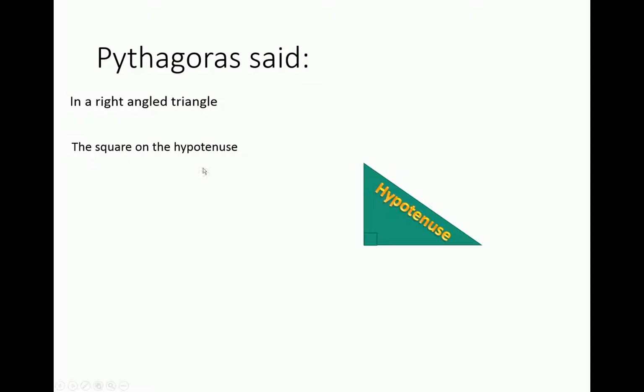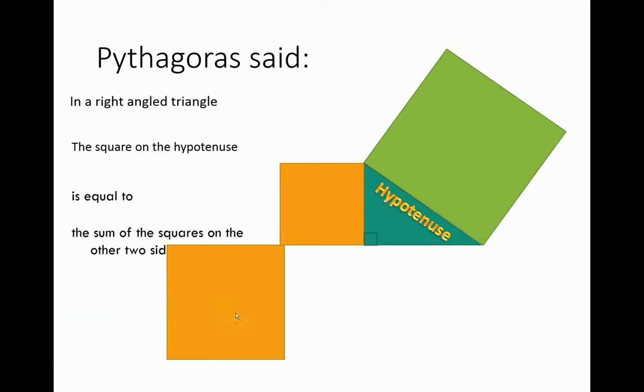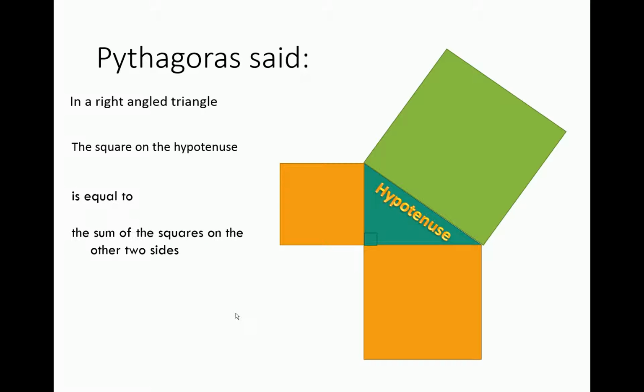The square on the hypotenuse, there's the square, let me stick it on top of this hypotenuse, is equal to the sum of the squares on the other two sides. So there we go, there's another square on that side and another square on that side. So what he means by that is that the area of this green square is the same as the area of this square and this square added together.